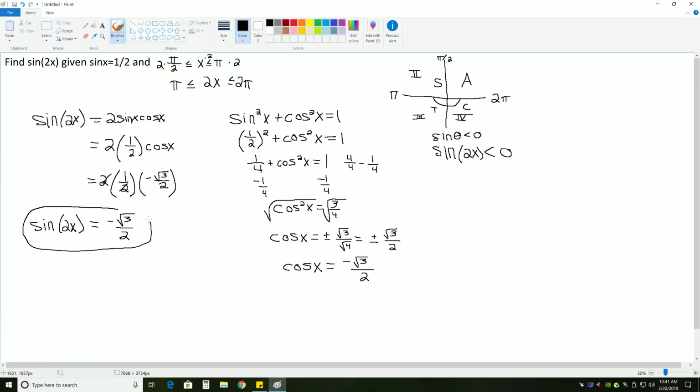And now we'll just do a quick check to make sure that our sign is in fact correct. Earlier we said sine of 2x has to be less than 0 because 2x is in quadrant 3 and quadrant 4. And sure enough, sine of 2x is negative in this case.